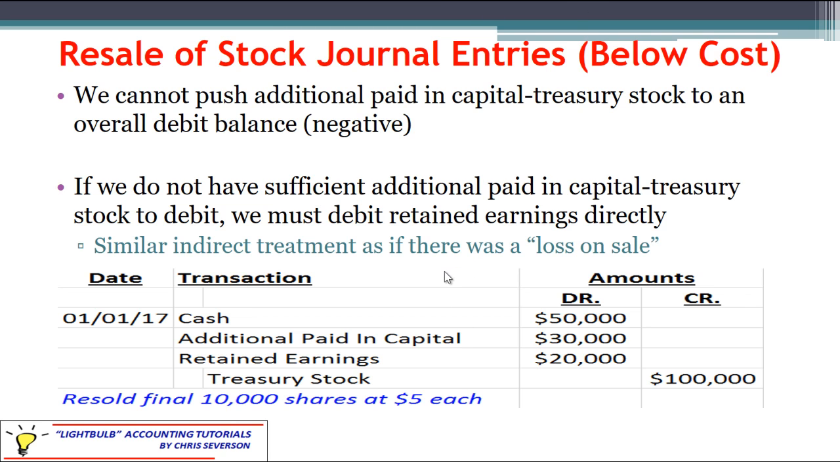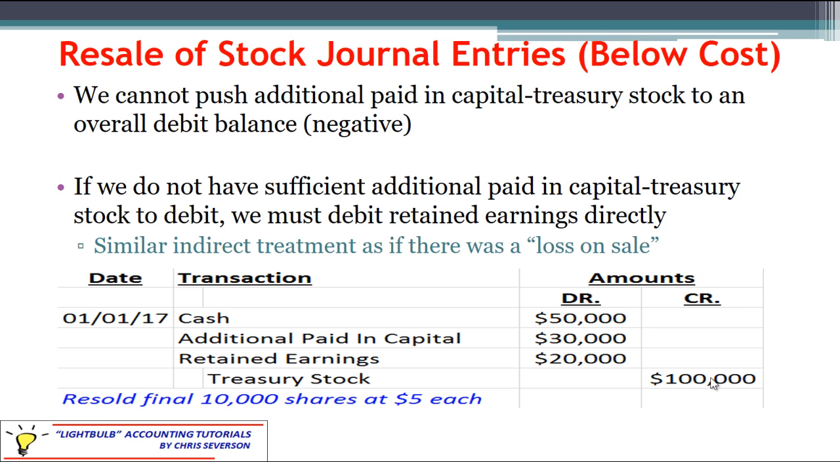So let's take a look at the various pieces of this journal entry. We know we are receiving $50,000 in cash. 10,000 shares at $5 each, $50,000 of cash. So that one we know right away. Let's jump down to the Treasury stock. We know it's going to be 10,000 shares multiplied by the $10 original cost, so that's $100,000.